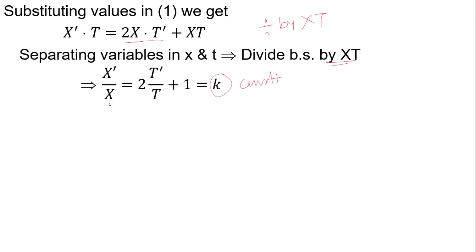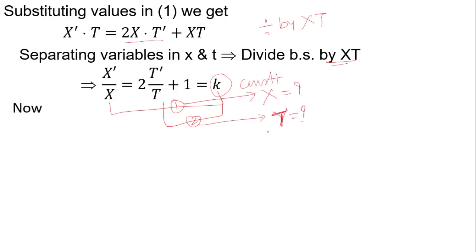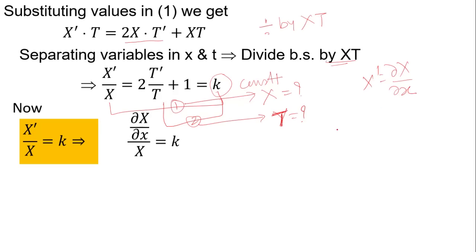Now there are two ratios. One is X dash by X is equal to k, and another is 2 T dash by T plus 1 is equal to k. This is 1, this is 2. If we solve 1, we will get the answer for X, and if we solve 2, we will get the answer for T. Is that clear? So let us see first X dash upon X is equal to k. X dash, as we have seen in the previous slide, is dX by dx or del X by del x, so X dash is equal to del X by del x.